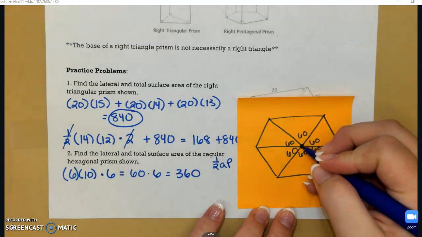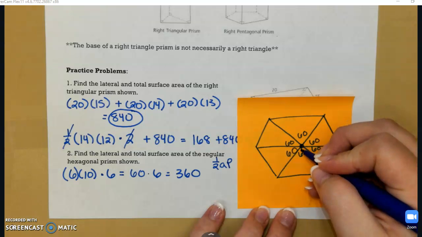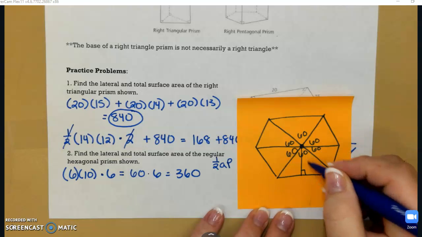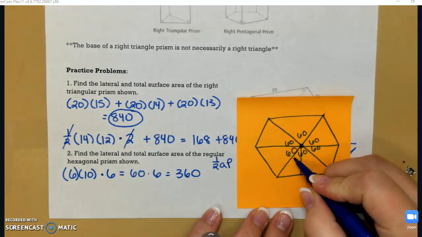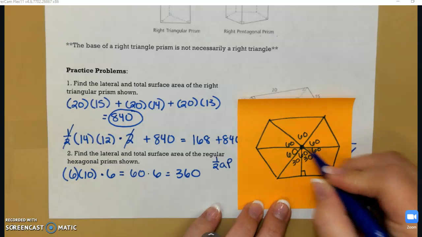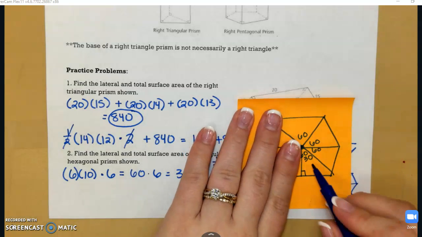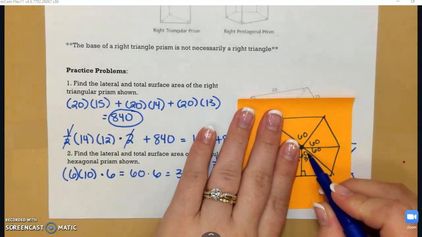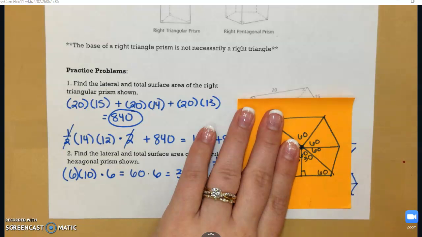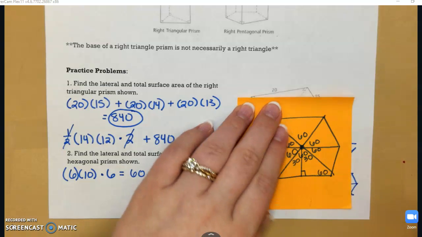So if I draw my apothem, which is perpendicular, it's going to bisect that 60-degree angle, and I'm going to end up with 2 triangles that have 30-degree angles at the top. So if I just focus on one of them, this becomes a 30, 60, 90 right triangle, which is one of our special right triangles.